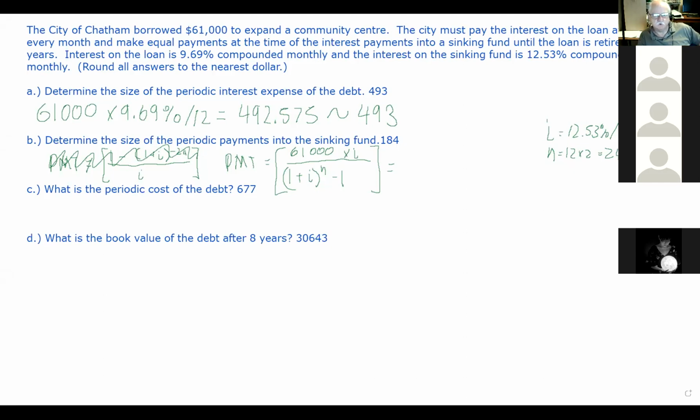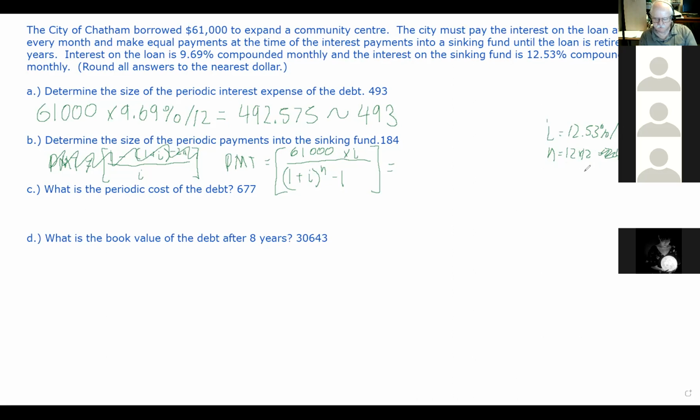Oh, n equals 144. Of course, 12 times 12. That makes a lot of difference. Let's try. Times two. Yeah, 12 times 12 equals 144. I still did it as if we were doing it semi-annually. So let's try that again.